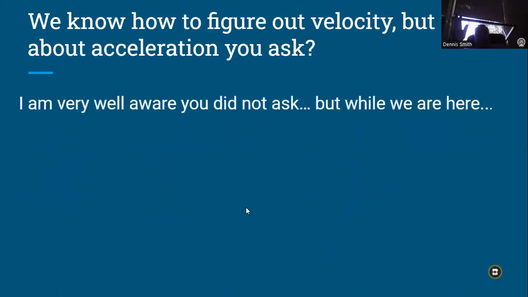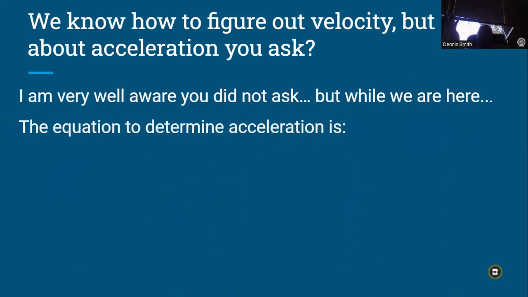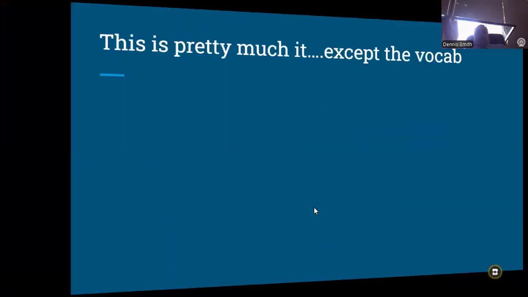All right. I know you didn't ask about trying to figure out acceleration, but while we're here, we have nothing better to do. So the equation to determine acceleration is the delta of velocity, the change in velocity, over the change in time. The change in velocity is VF minus VI, or VO, original velocity, over the change in time, which is the final time minus the initial time.